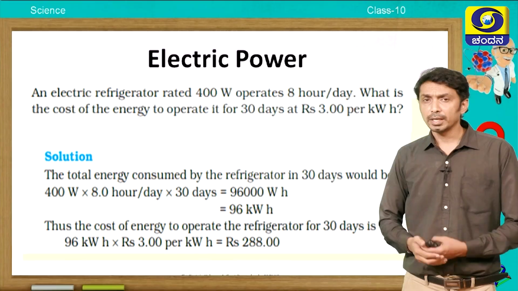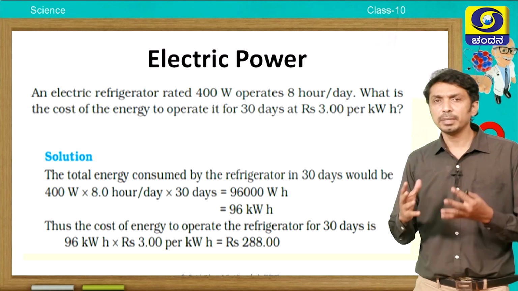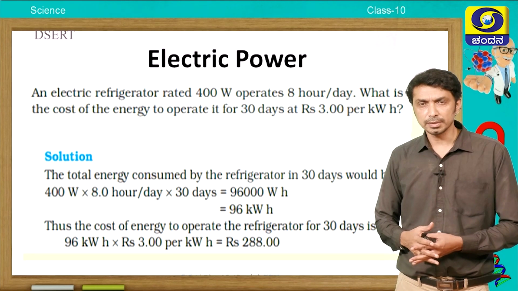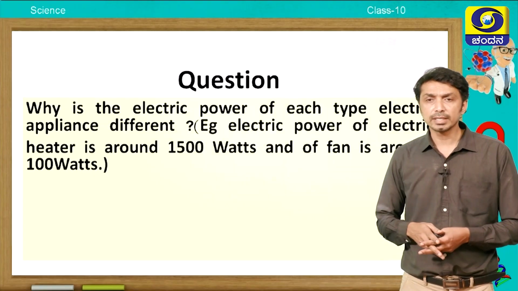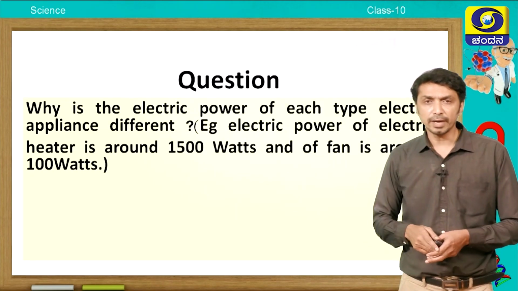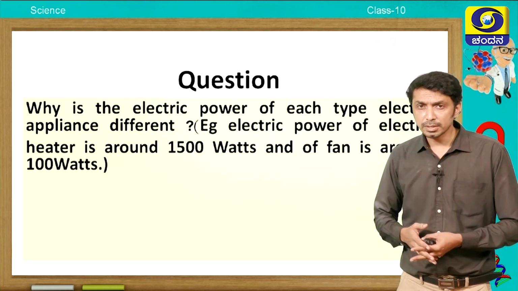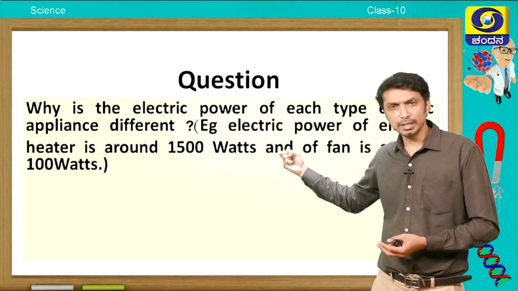So children, here you are able to see how the electrical bill is calculated at our homes for domestic uses. So children, here is a question: why is the electrical power of each type of electrical appliance different? Example, the electrical power of an electrical heater is 1500 watts and a fan is around 100 watts. Yes, I am sure you have got the right answer. It is because the total energy consumed by different appliances is different, right?